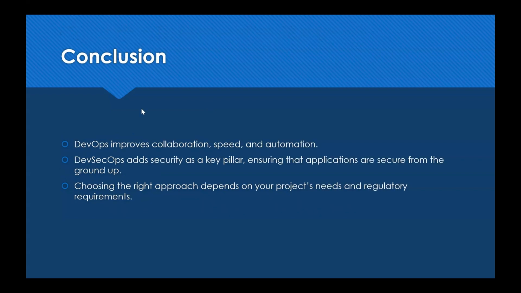Finally, DevOps improves collaboration, speed, and automation. DevSecOps adds security as a key pillar, ensuring that applications are secure from the ground up. Choosing the right approach depends on your project needs and regulatory requirements. Let me just quickly add that again. If you need faster and efficient delivery of your software, you can choose DevOps. But if you need additional security for your code base or for your application, you choose DevSecOps, because everything will be scanned, everything will be done from scratch.